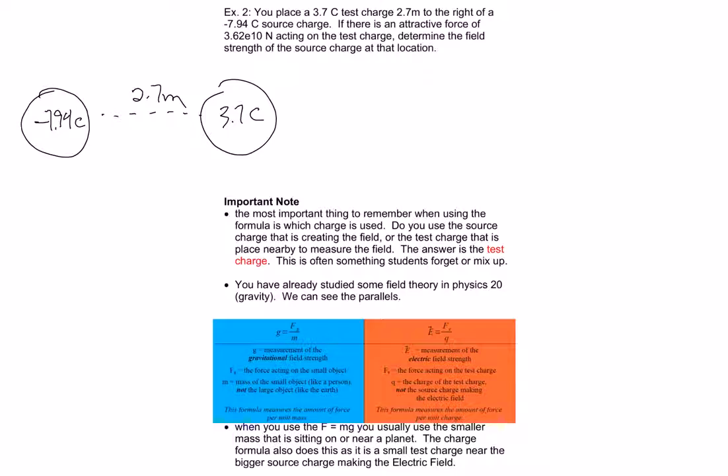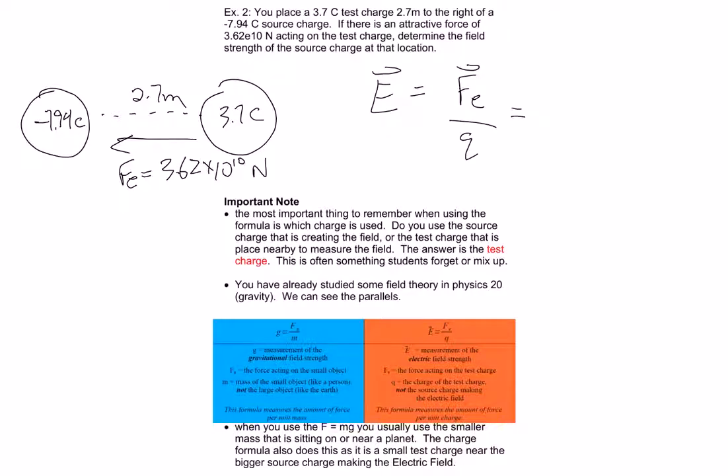And it says there's an attractive force, right? One's positive, one's negative, so we know this one's going to get attracted towards it with a force of 3.62 times 10 to the 10. So the question is, what is our electric field strength? Pretty easy question, just plug in Fe over Q, so we'd have 3.62 times 10 to the 10. And for our Q, we have to use the charge that's in the electric field, not what's producing it. So in this case, we would put in the 3.7 coulombs.